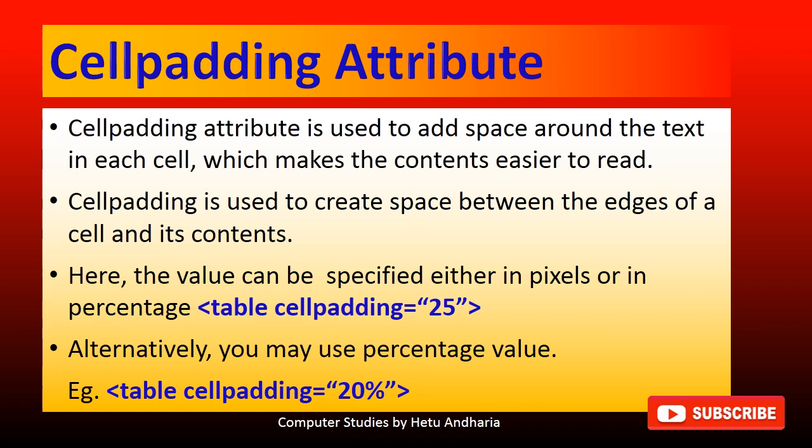So the next attribute is cell padding. The cell padding attribute is used to add space around the text in each cell, which makes the content easier to read. Cell padding is used to create space between the edges of a cell and its content. If we add cell padding, then our table will look more formatted, more readable. Here the value can be specified either in pixels or in percentage. Here it is given table cellpadding equals 25, or you can also type table cellpadding equals 20%.